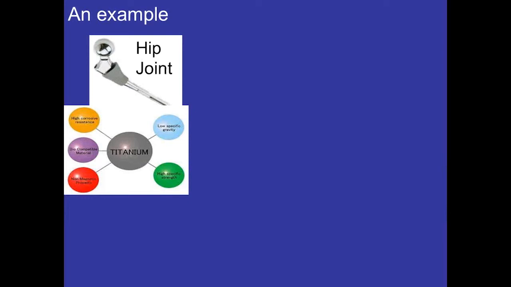Here's an example. Titanium is a material that's been used and been shown to be safe and effective. So if you want to come up with a new hip joint and you want to make it out of titanium, you can 510K that, because you can link it back through multiple different devices and show that it's safe to a pre-existing predicate device.